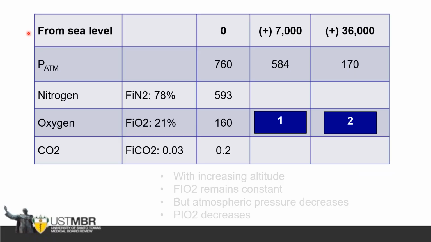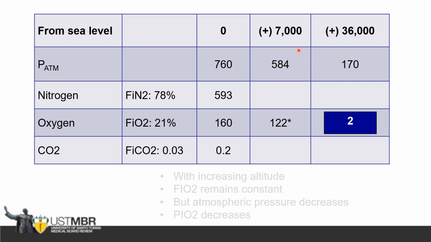Now here's a table which will show you the different oxygen tension of inspired air at increasing altitude. As we discussed, with increasing altitude, for example at 7,000 feet, the barometric pressure decreases to 584. And when we try to compute for the oxygen tension, we just multiply 584 times 21%. So the inspired oxygen tension goes down from 160 to 122.